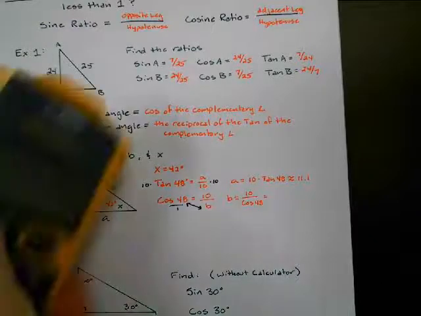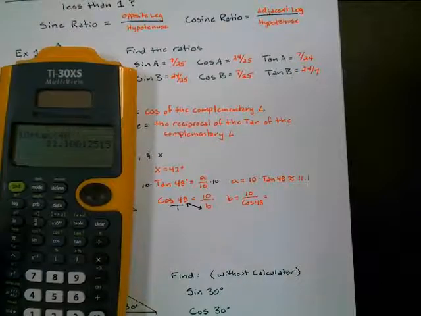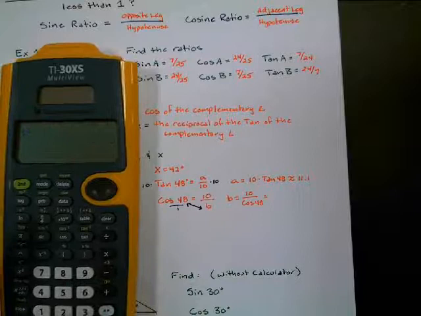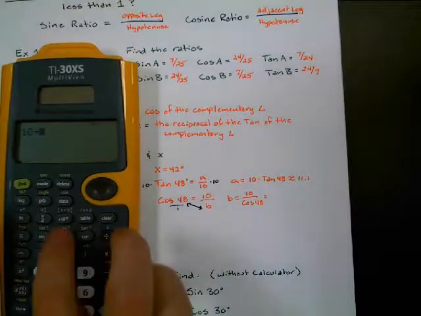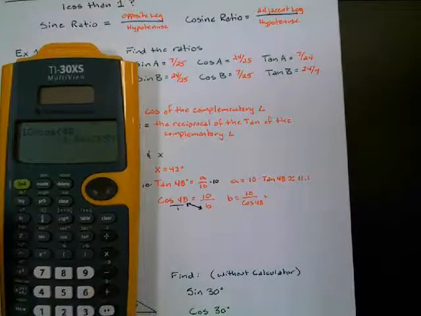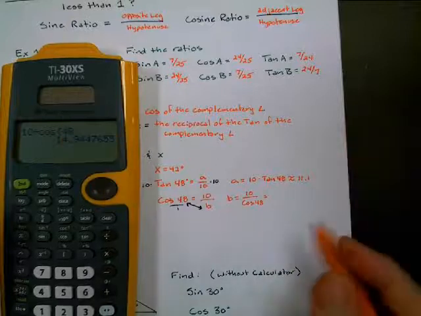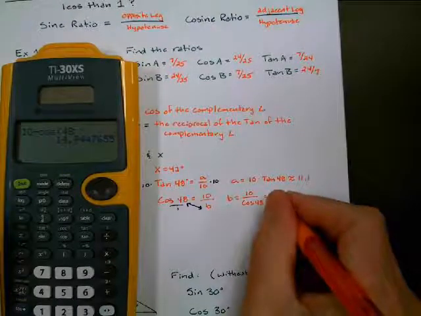So let's clear that out. I'm going to do 10 divided by the cosine of 48. And we get about 14.9. So B would be about 14.9.